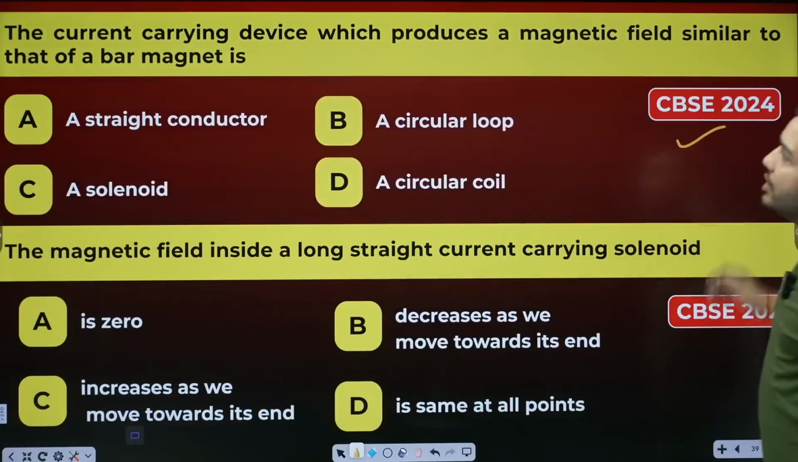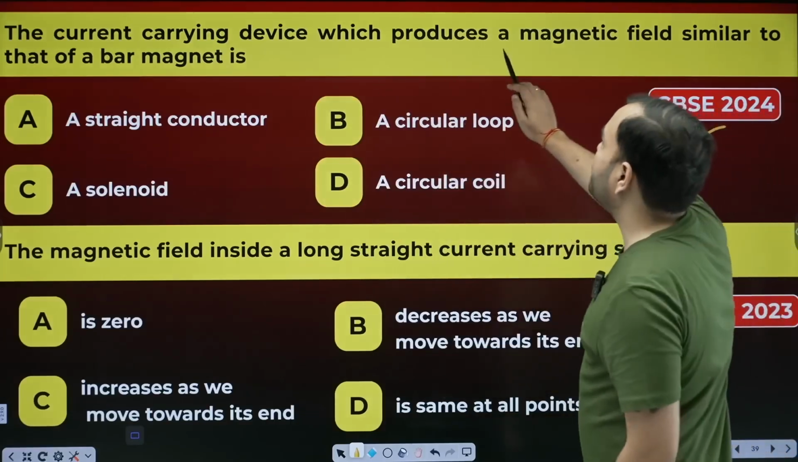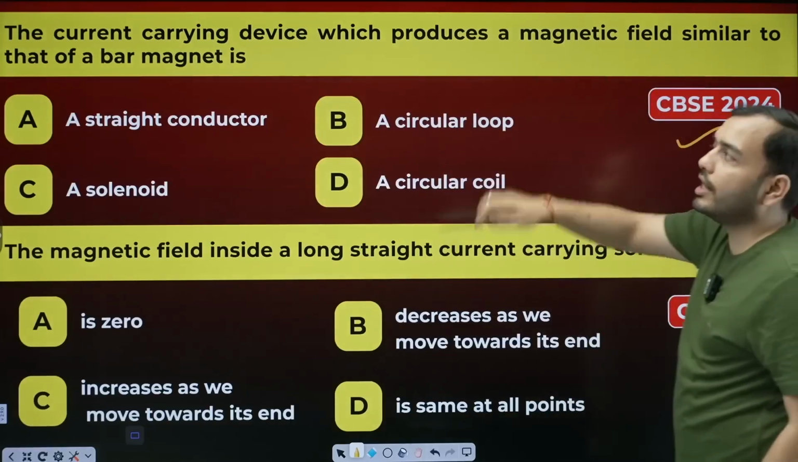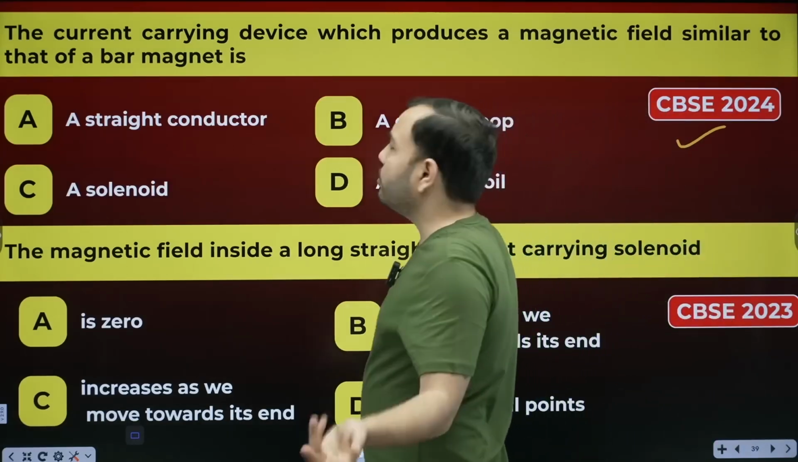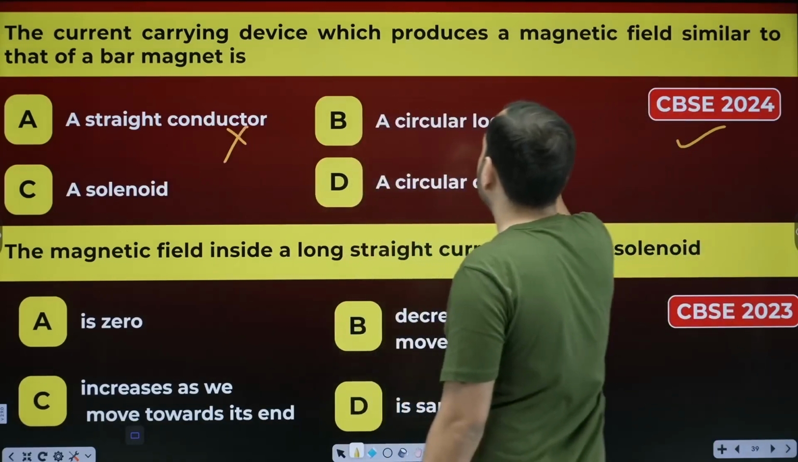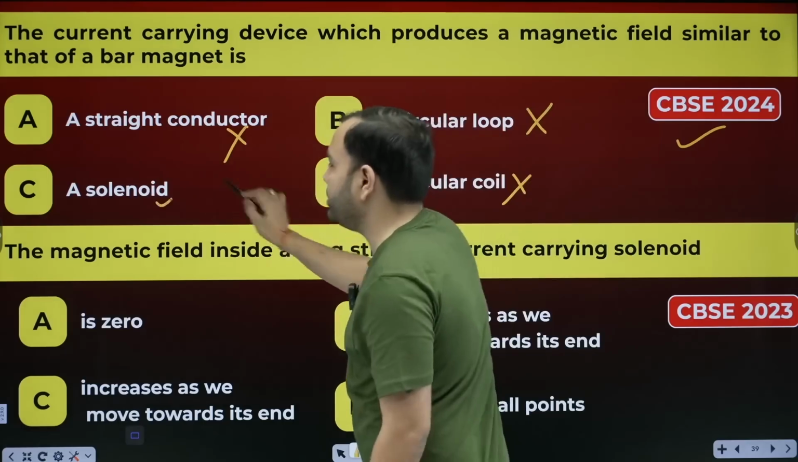Okay. Question, CBSE 24. The current carrying device which produces a magnetic field similar to that of a bar magnet: electromagnet, solenoid, straight conductor, circular loop, circular coil? Solenoid is correct.